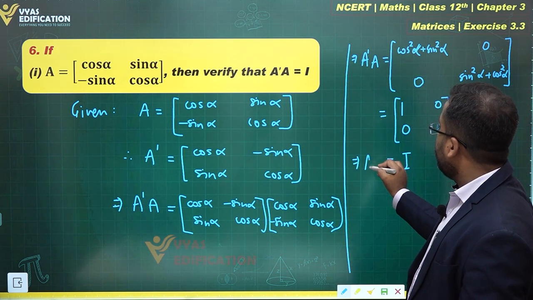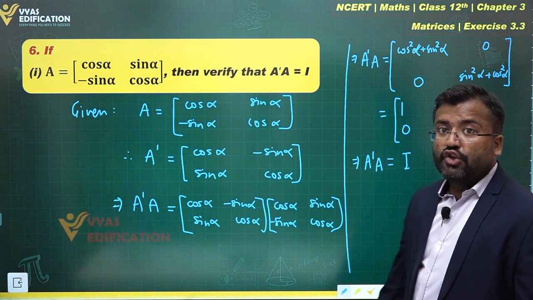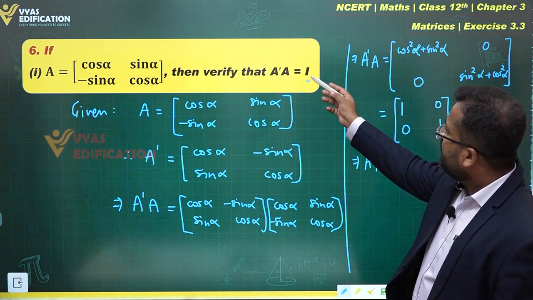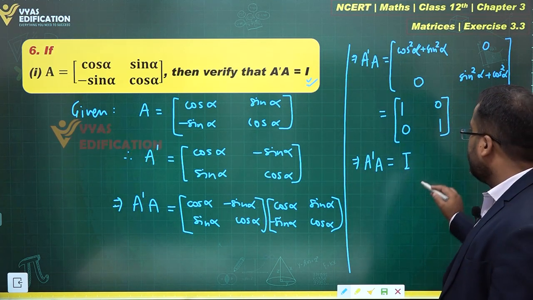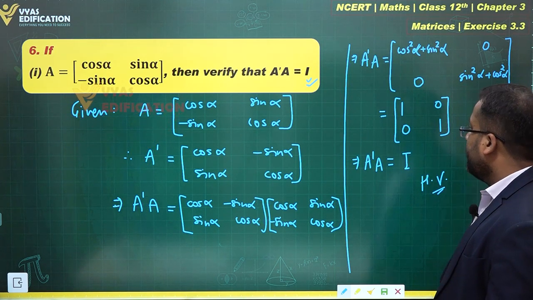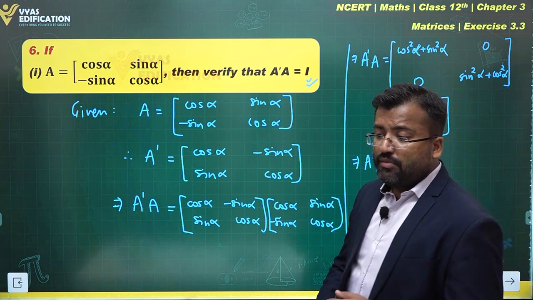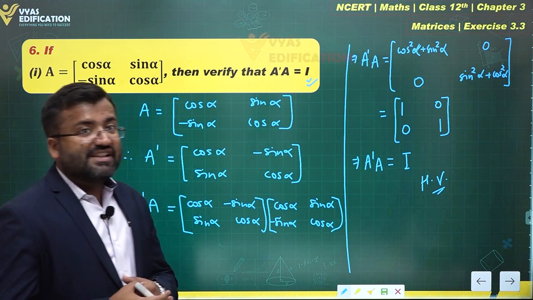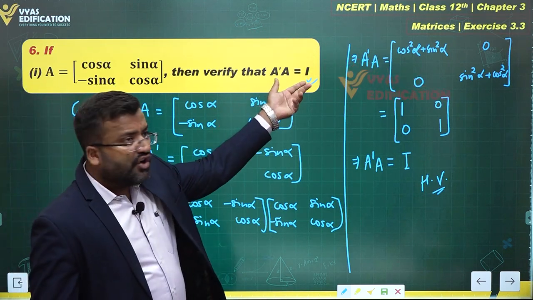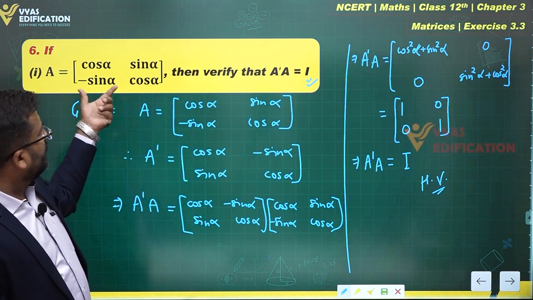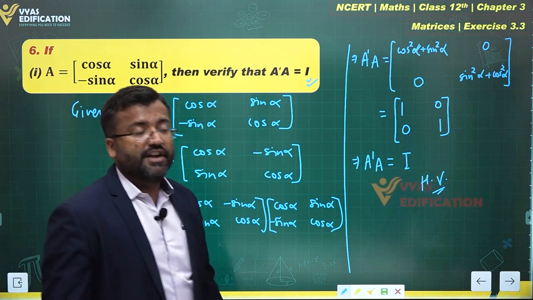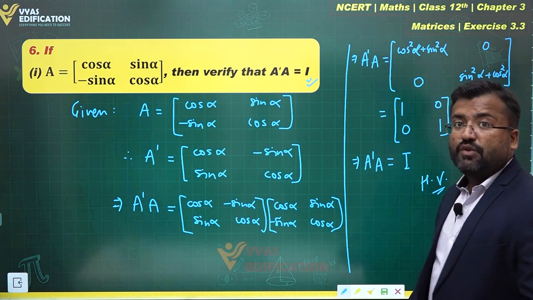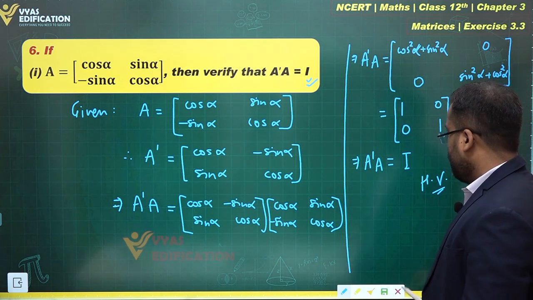This implies that A prime A, which is A transpose A, the product is equal to identity matrix. And yes, this is what we want to do. Hence, verified. You may observe that we are asked to verify this result, because this particular thing is not true in general. This is true for this particular matrix, and that's what we have proved. Now this is 6th part 1. Let's see the 6th part 2 after this.